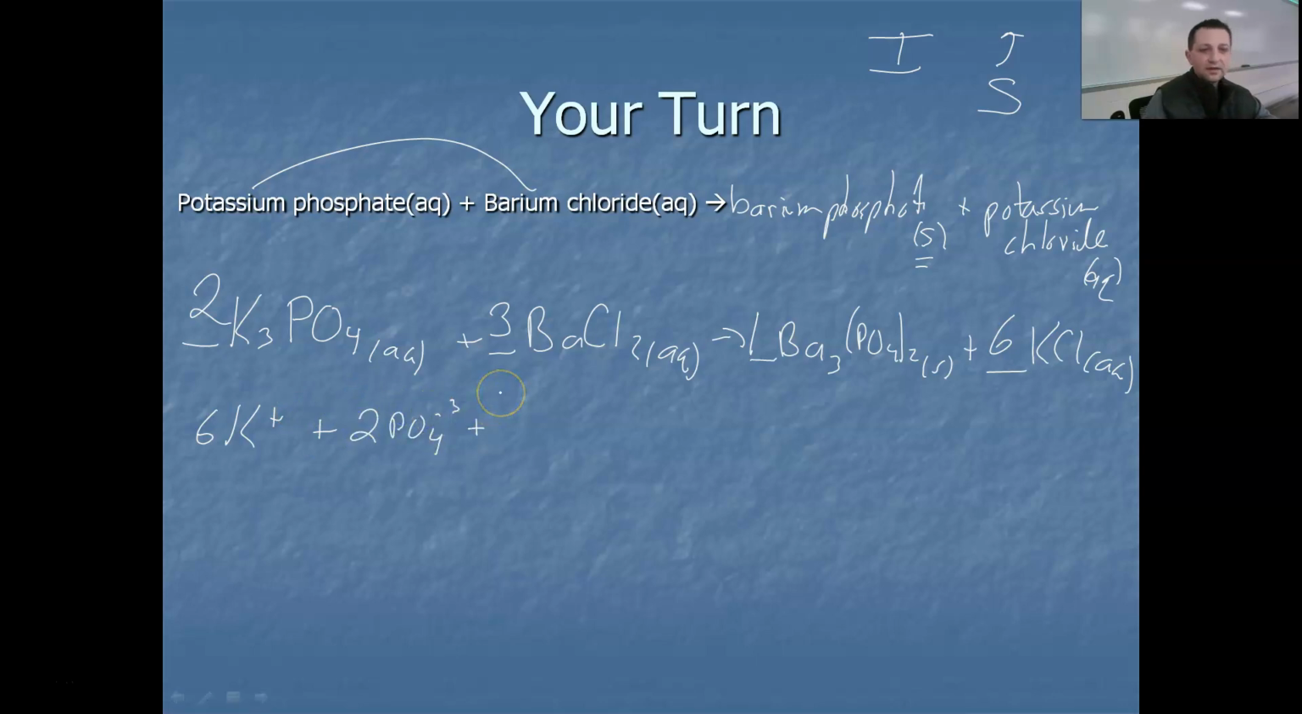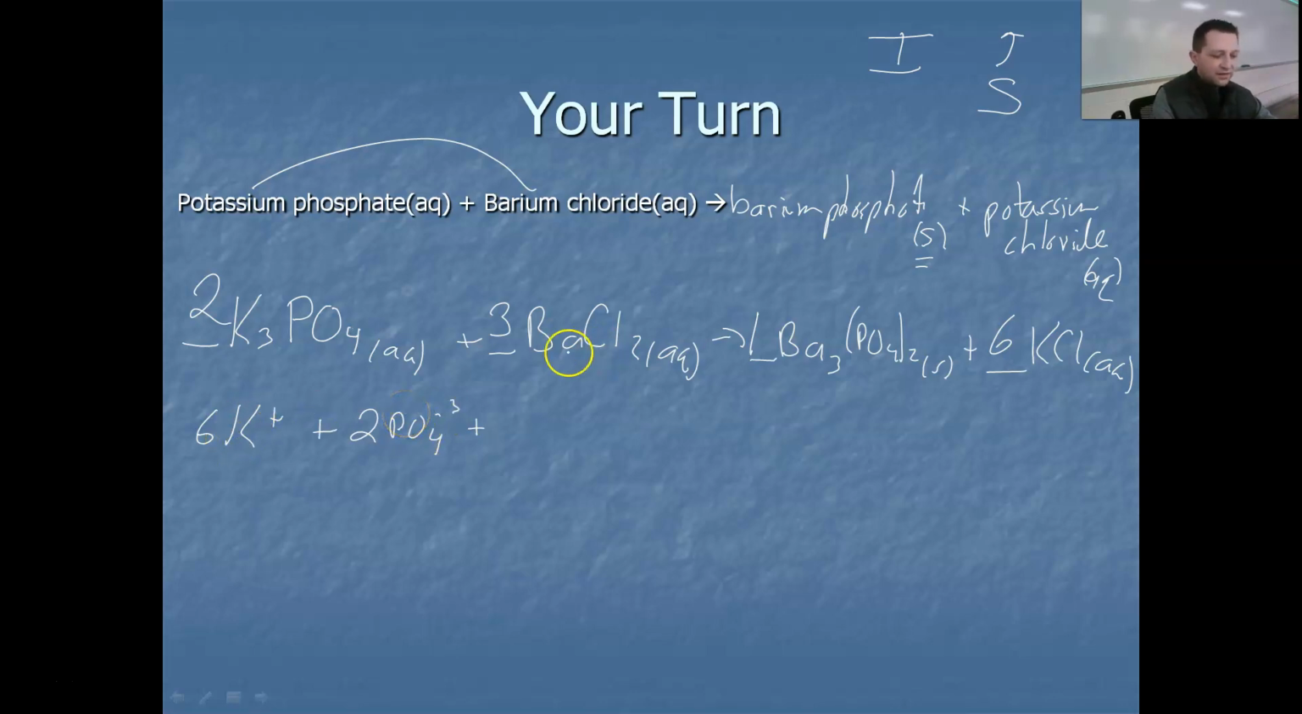All right. So look at your coefficient and multiply that by what you have in the formula itself. That's how many of those ions you have. If you had K3PO4 and you dissociated and you had 2 of those dissociating, you'd have 6 potassium ions floating around and 2 phosphate ions floating around.